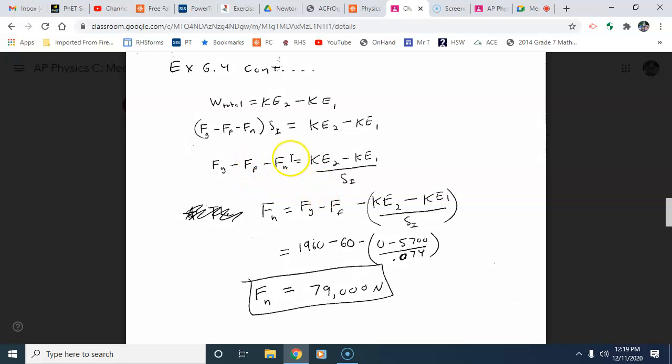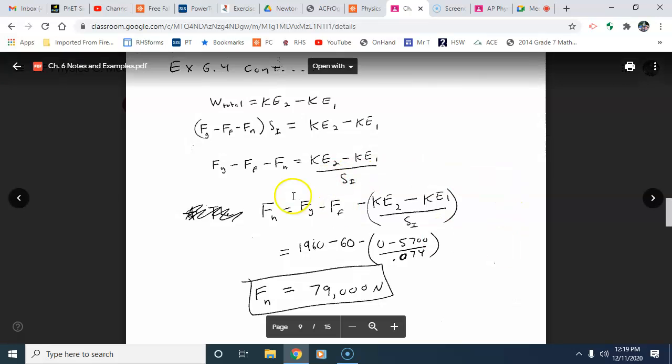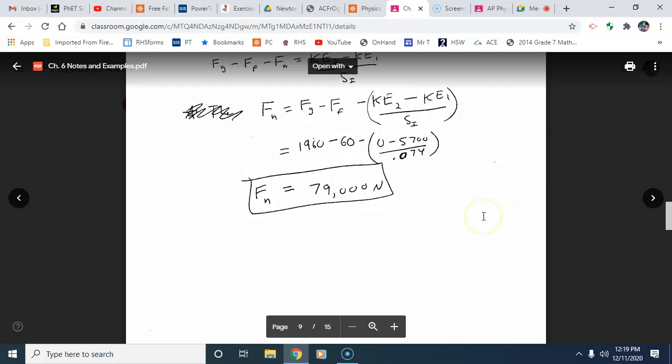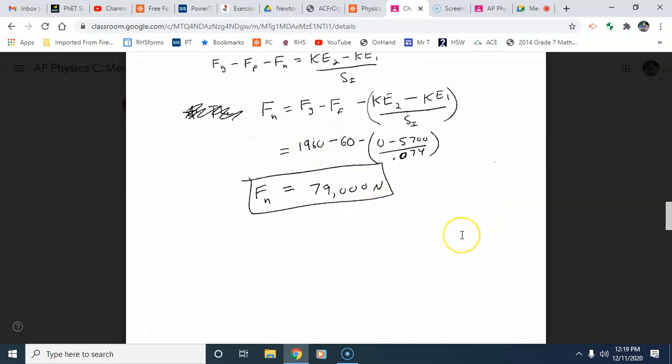And my goal was to find the normal force, or in other words, the force the hammerhead exerts on the I-beam, or you could look at it through Newton's third law, that would also be the force the I-beam exerts on the hammerhead. It goes both ways. For every action, there's an equal and opposite reaction, right? So we have to solve for the normal force to answer this question. At this point, we just do the algebra. We have all the numbers, we pop in those numbers, and we figure out it's 79,000 newtons.